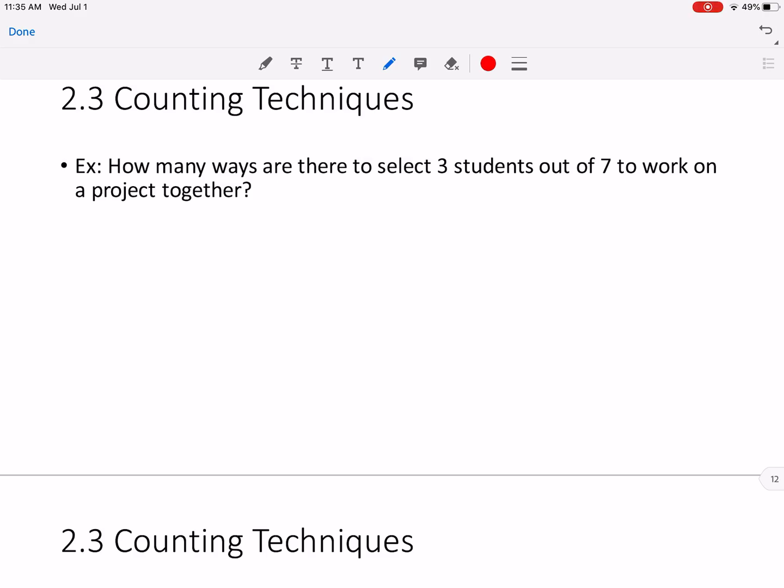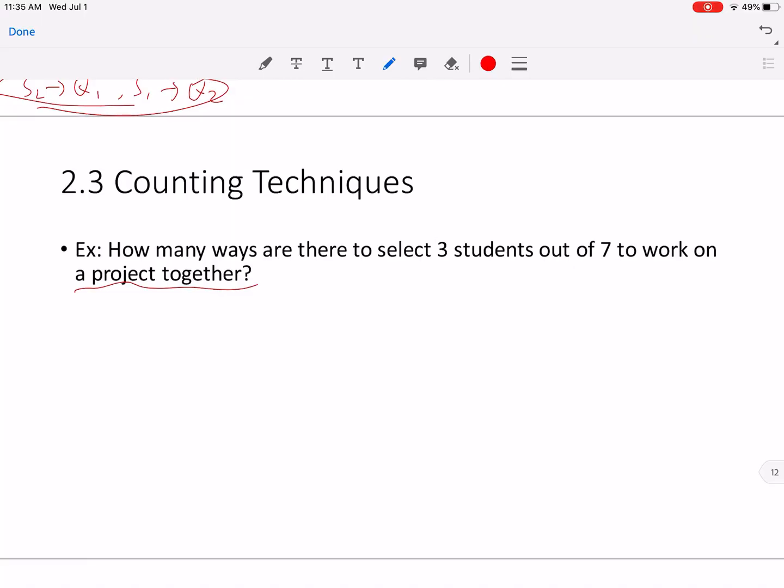Okay, now let's take a look at this example over here. How many ways are there to select 3 students out of 7 to work on a project together? So this time we want to put those 3 students in one project, okay? So as what we just went over, we want to think of the permutation first, right? So P(7,3), if we want to find out how many different ways we have. But the problem here is we want to put them in one project.